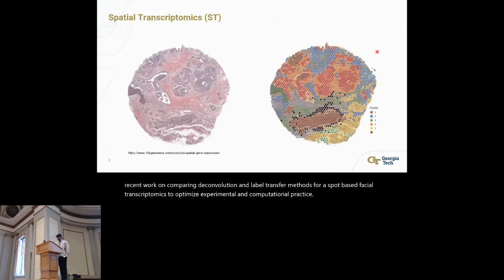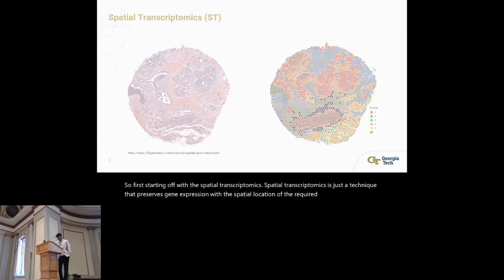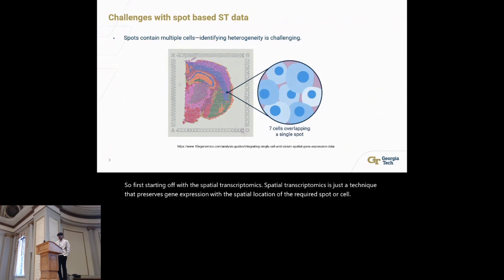So first, starting off with spatial transcriptomics. Spatial transcriptomics is a technique that preserves gene expression with the spatial location of the required spot or cell. The most common type of spatial data is spot-based data, where each spot may contain more than one cell. In this case, we have 7 cells, and this requires further processing, such as deconvolution, for downstream tasks.